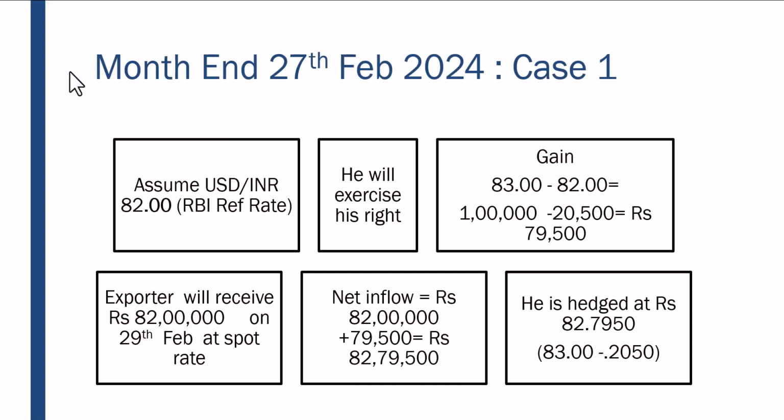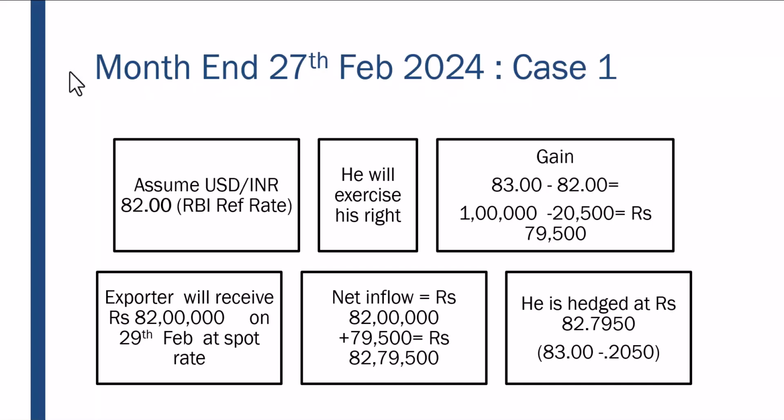Suppose it comes to 82, the price closes at 82.7950. I'll still exercise my right and get 20,500. So 20,500 will be my gain, 20,500 my premium. So I'll not make any gain or loss. Is that okay? So first I have to recover my premium. The price must fall below the strike price minus the premium to start making me profitable. So that's why my hedging price will be 82.79, which is the strike price minus the premium.